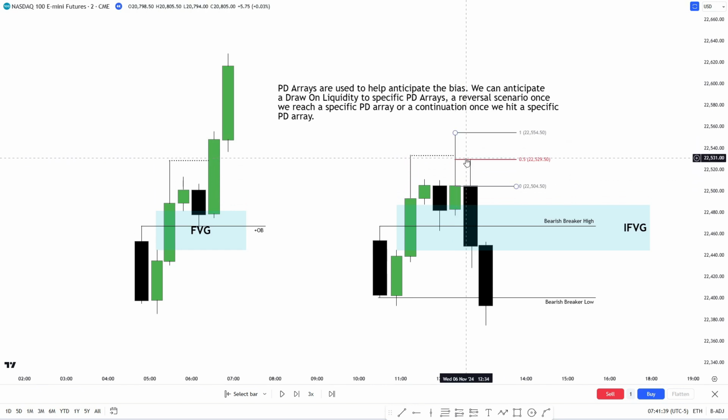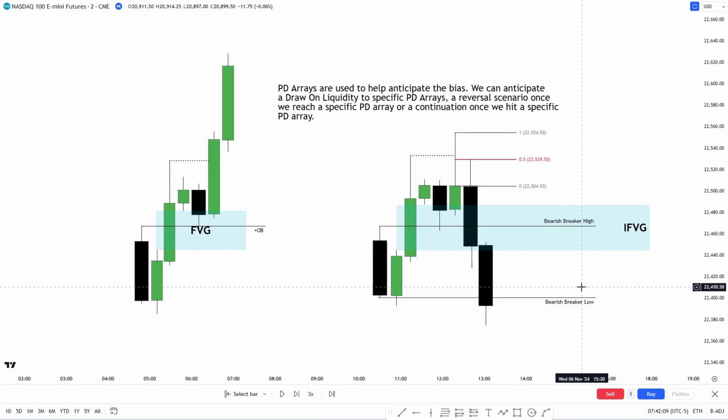So once it hits consequent encroachment, I will then go down in my lower time frames on this specific day right here and look for reversal scenarios to then target this low here, the previous day's low, and look to close in this fair value gap. And then on this day here, same thing, I would anticipate a draw on the previous day's low, aiming for the sell side below this swing low here, and you get the idea.